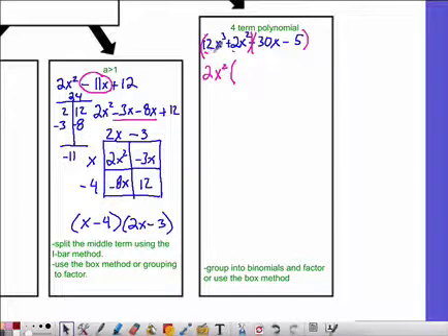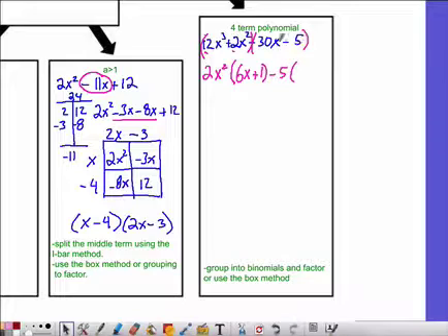And then I need to figure out what's still inside. Well, I divide this, and I have 6x. And then I divide this, and 2x squared divided by 2x squared would just be 1. Now I'm going to do the same for this one. Negative 30x minus 5. Well, I'm going to pull out a negative 5 out of both of these. So negative 5. And then divide them.